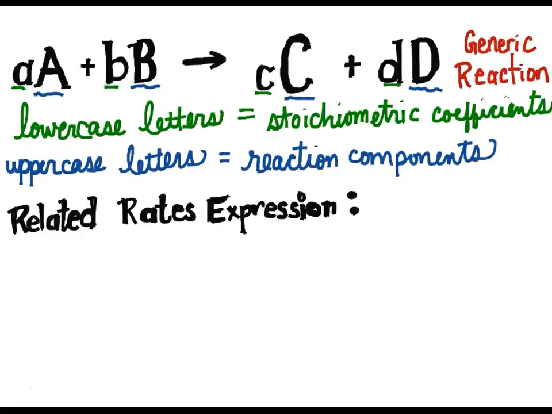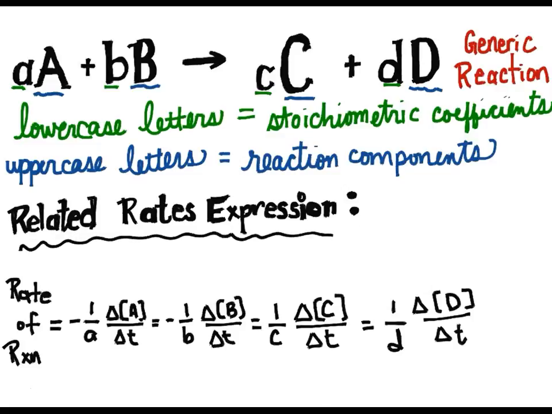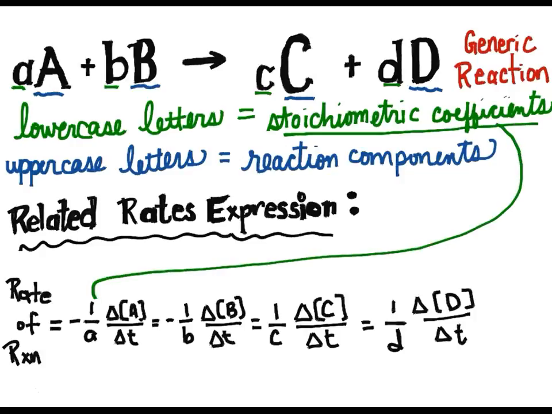Our related rates expression, we're going to write next based on this syntax, with lowercase letters being stoichiometric coefficients and uppercase letters being reaction components. Rate of reaction is whenever you see that term in a table or someone asks you about the rate of reaction, that's what that means. The stoichiometric coefficients are the lowercase letters, and so you can see the -1 over lowercase a. Those lowercase letters are all the stoichiometric coefficients as they appear in the balanced reaction.